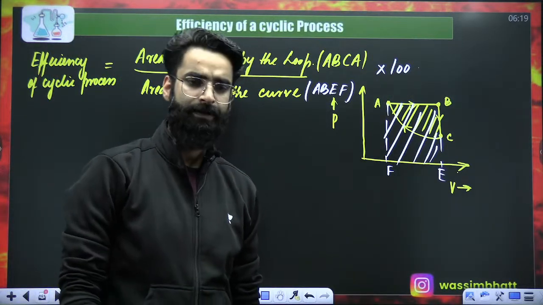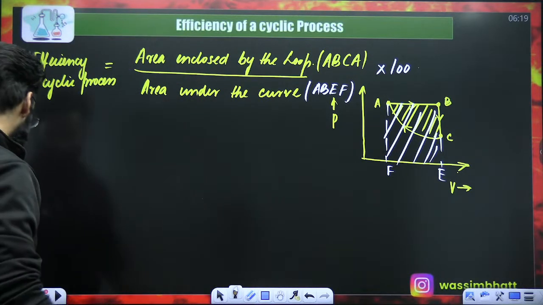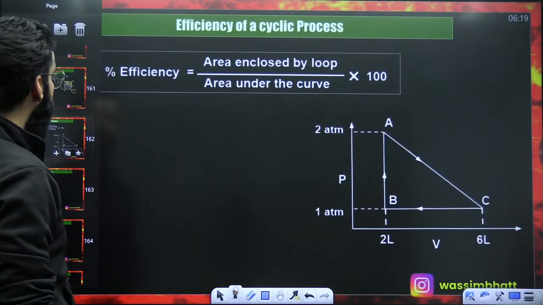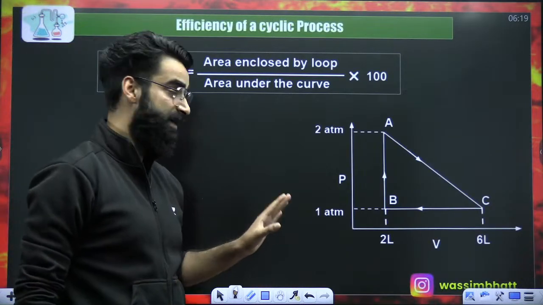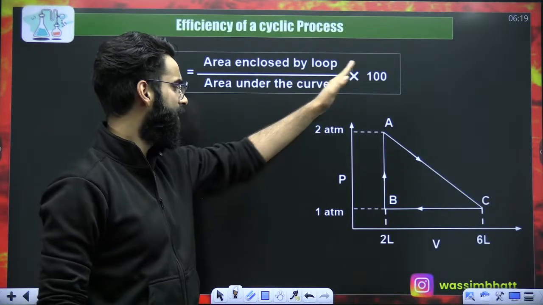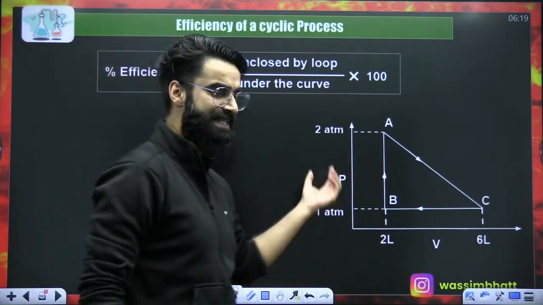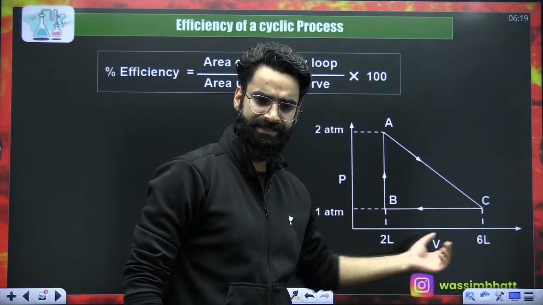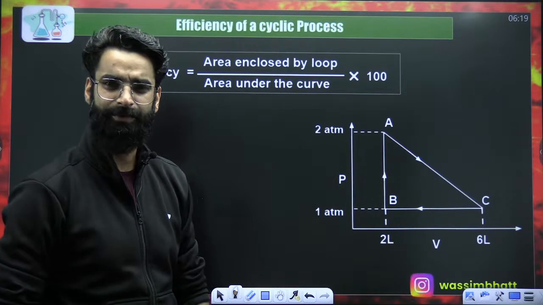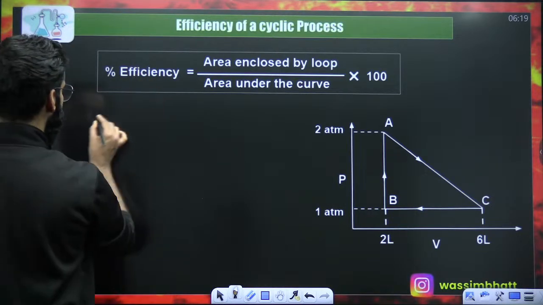Yeah? Now, let's do one question so that you'll understand it in a better way. So, a percentage efficiency of a cyclic process is always equal to area enclosed by the loop divided by area under the curve, multiplied by 100. For example, this is the cyclic process which is given to us. Okay? We have to calculate the efficiency of the cyclic process. Efficiency of the cyclic process will be equal.